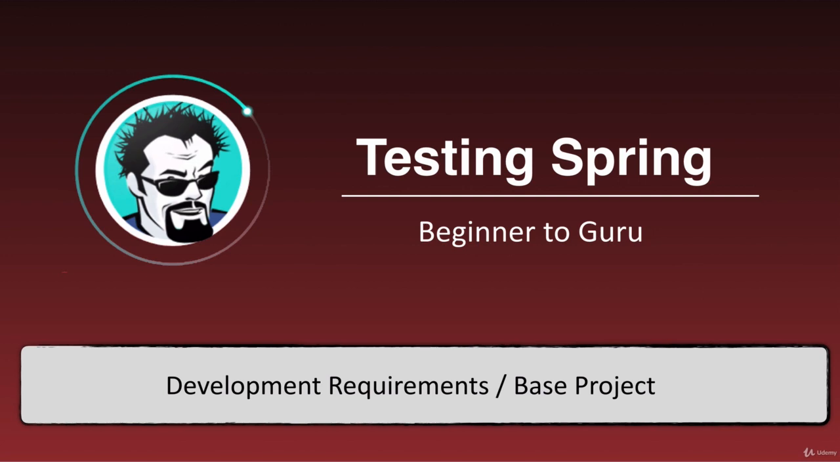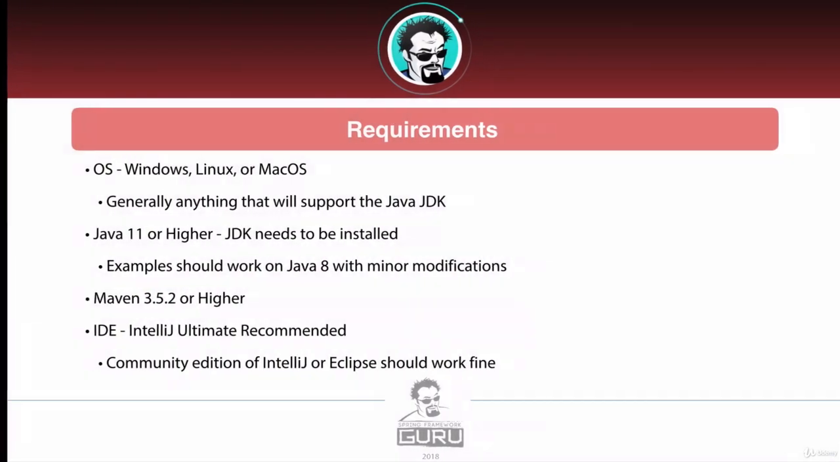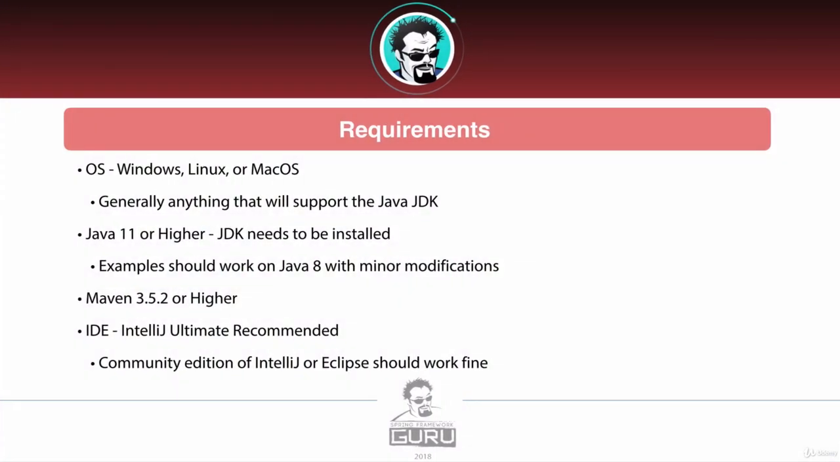In this video, we are going to take a look at development requirements and the base project. Just as a quick overview of requirements, you're going to need a development machine running Windows, Linux, or Mac OS, really generally anything that's going to support the Java JDK, which is typically going to be one of the three above. And I am going to be working with Java 11 or higher.